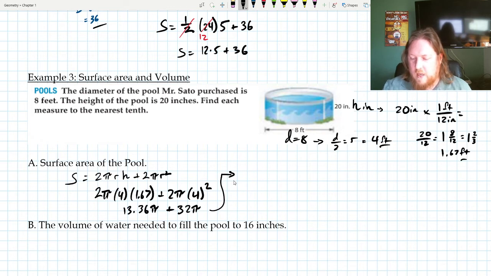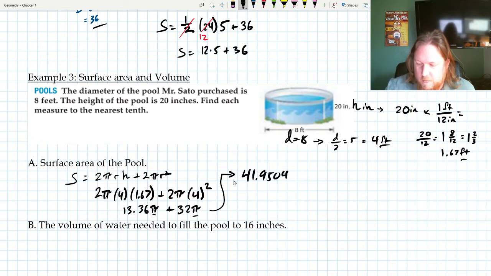And now we're just going to add them together. One thing, they are like terms because they both have this number pi on both of them. So I could add them together, or I could find them separately. 13.36 times 3.14 is 41.9504 plus 32 times 3.14, 100.48. And we add those ones up, 9504.